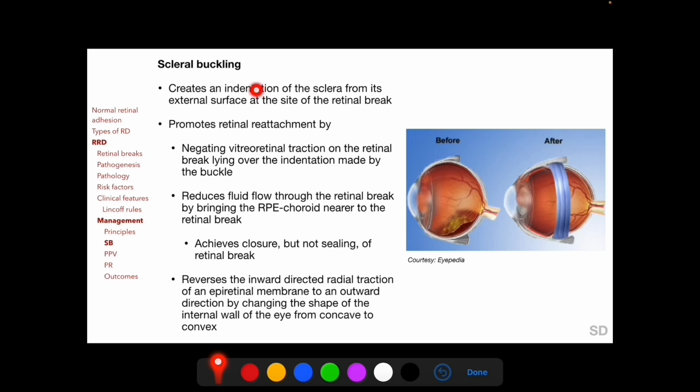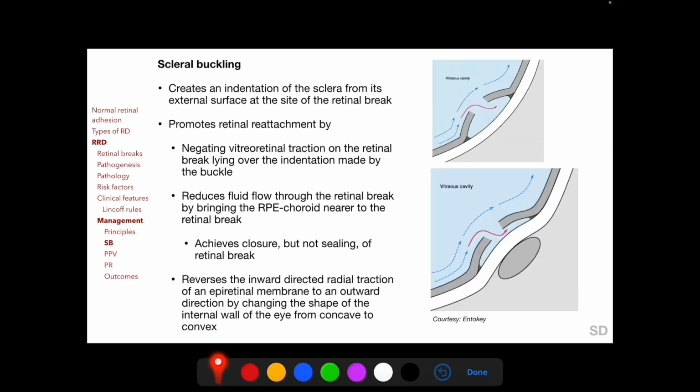Scleral buckling creates an indentation of the sclera from its external surface at the site of the retinal break, as seen here in this diagram. This is the scleral buckle, which indents the sclera at the site of a retinal break. Scleral buckling promotes retinal reattachment by negating vitreoretinal traction on the retinal break lying over the indentation made by the scleral buckle. The buckle reduces fluid flow through the retinal break by bringing the RPE and choroid nearer to the retinal break, and this narrowing of the subretinal space increases fluid flow velocity within the subretinal space, which lowers the pressure within the subretinal space, thus opposing the retinal break on the RPE and the choroid.